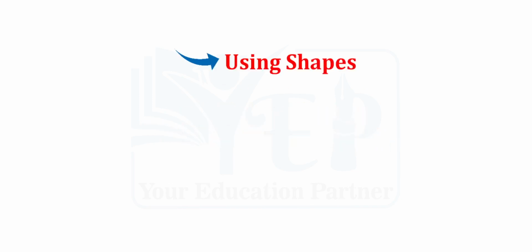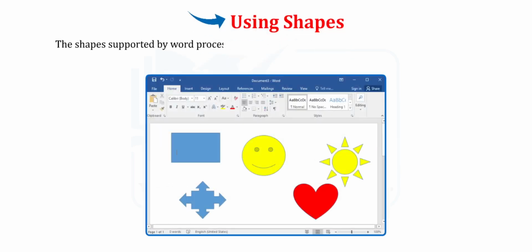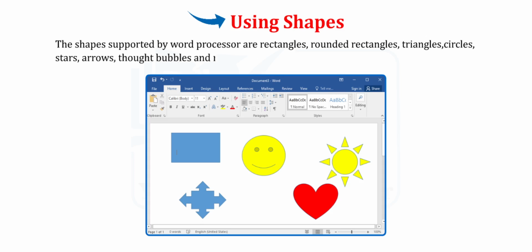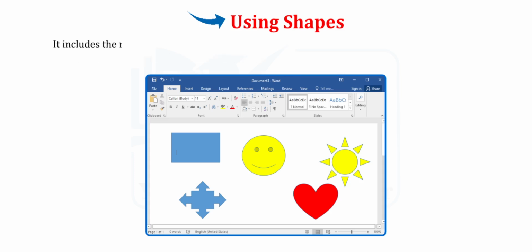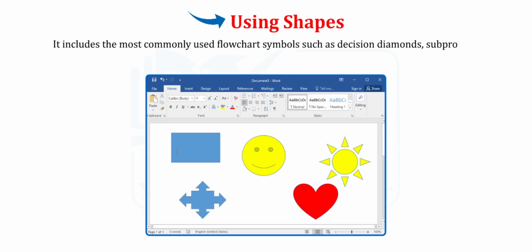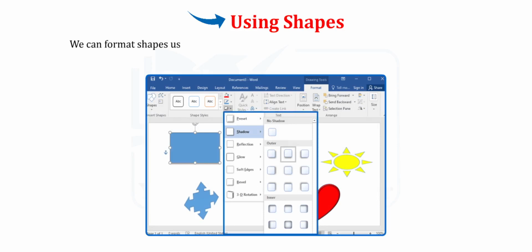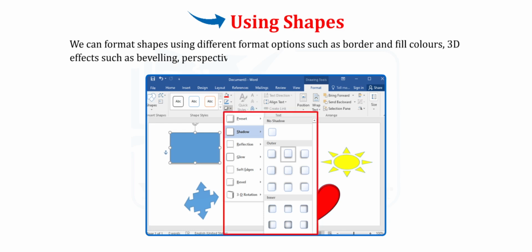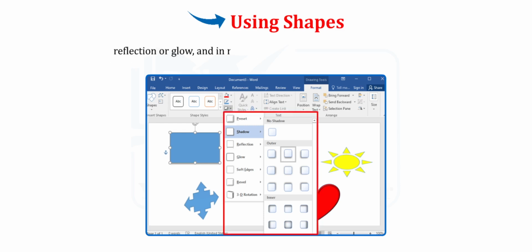Using shapes. The shapes supported by word processor are rectangles, rounded rectangles, triangles, circles, stars, arrows, thought bubbles, and many more. It includes the most commonly used flowchart symbols such as decision diamonds, subprocess boxes, and database cylinders. We can format shapes using different format options such as border and fill colors, 3D effects such as beveling, perspective, reflection or glow, and in most of the shapes text can also be placed.